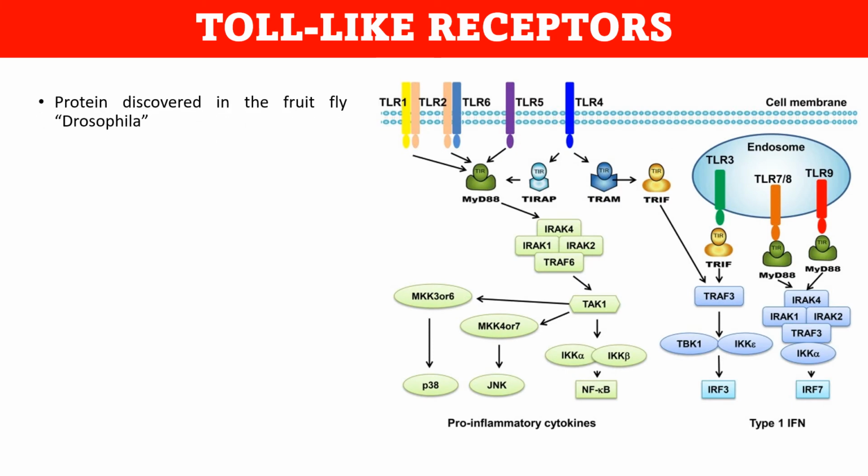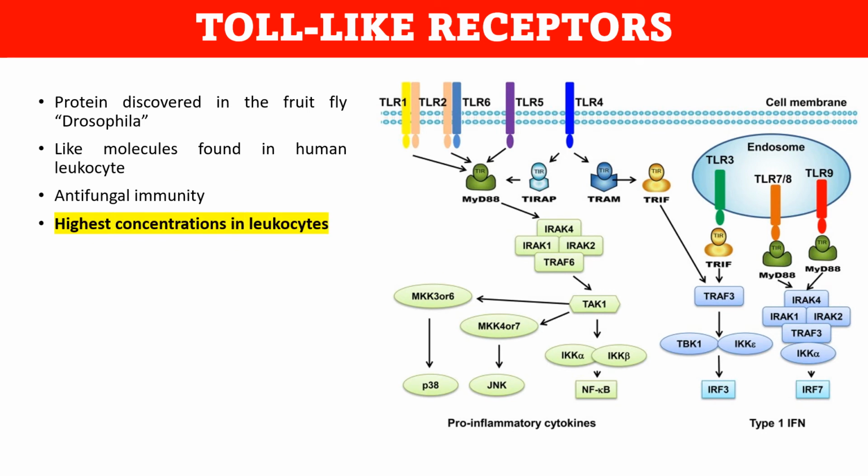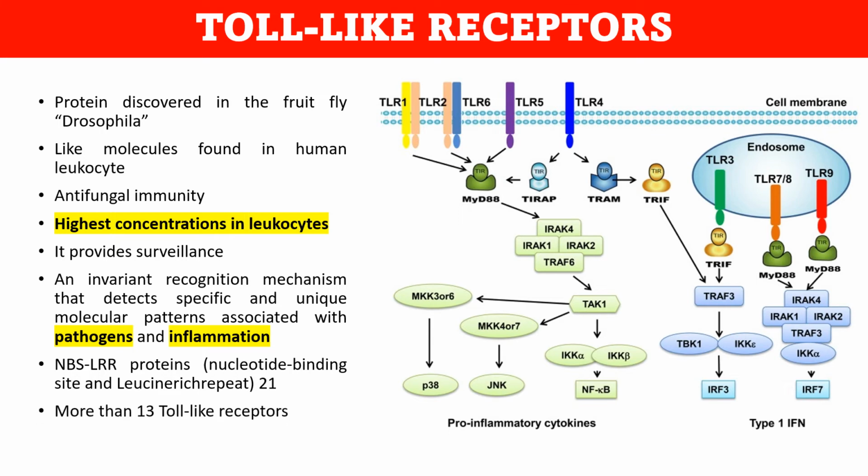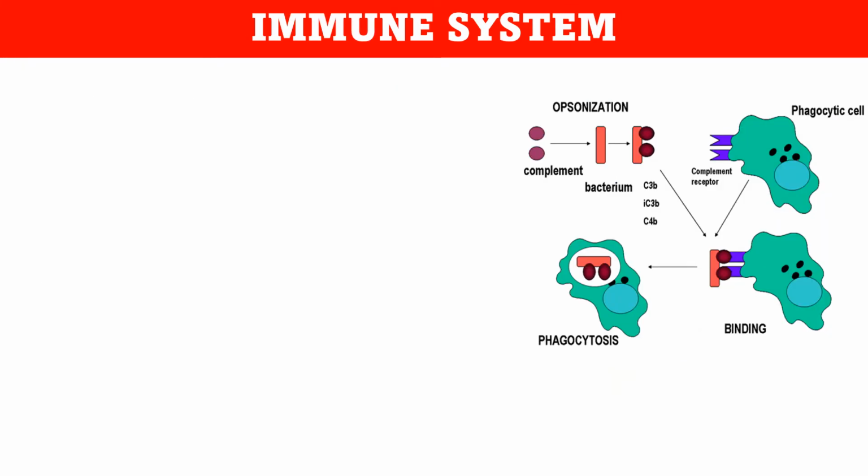Toll-like receptor proteins were discovered in the fruit fly Drosophila, and like molecules are found in human leukocytes. They are important in antifungal immunity, with the highest concentration in leukocytes. They provide surveillance and an invariant recognition mechanism that detects specific and unique molecular patterns associated with pathogens and inflammation. NBS-LRR proteins have a nucleotide binding site and leucine-rich repeat. There are 21, more than 13 toll-like receptors.